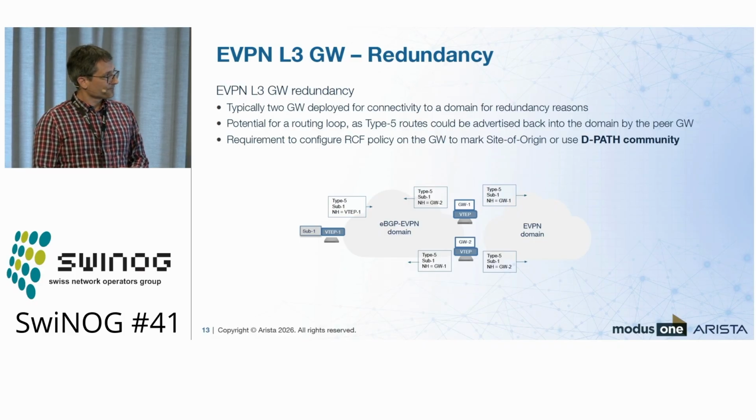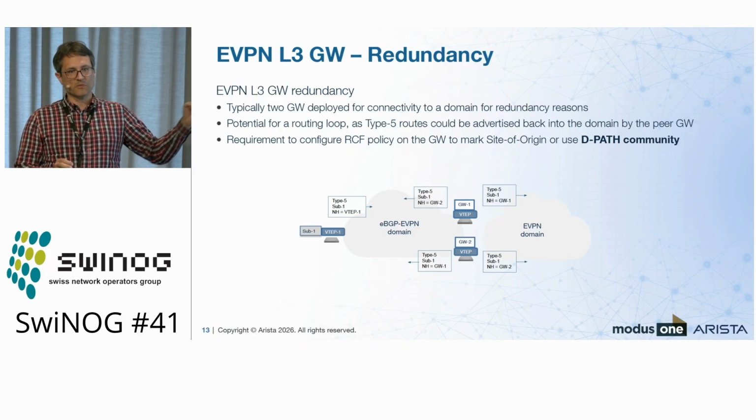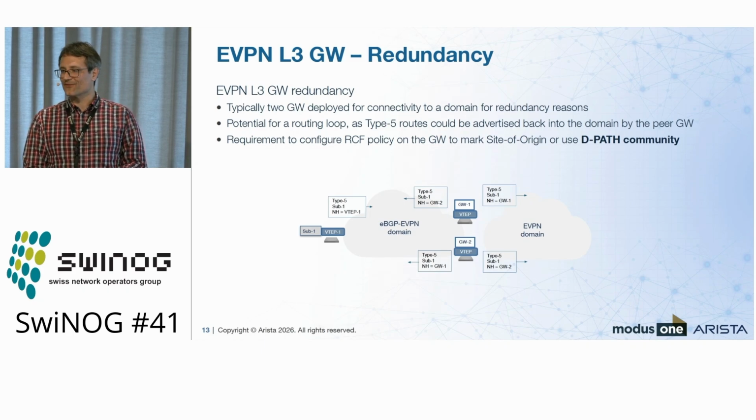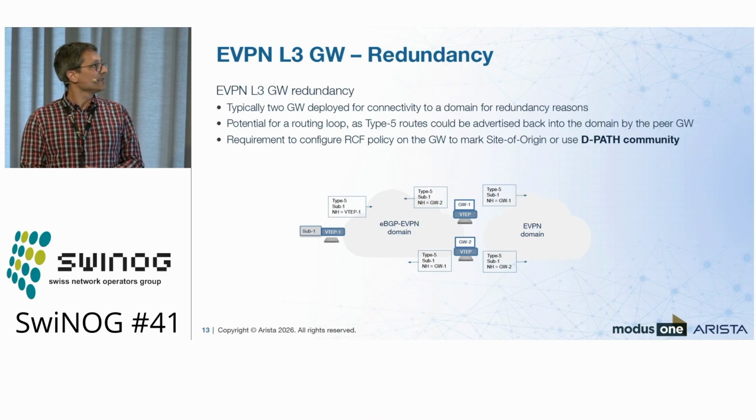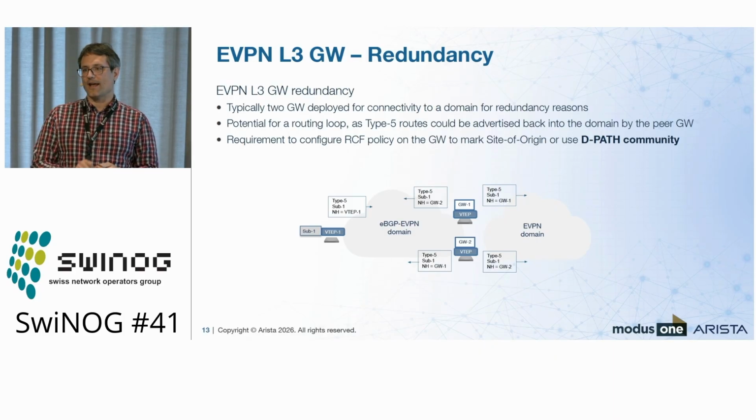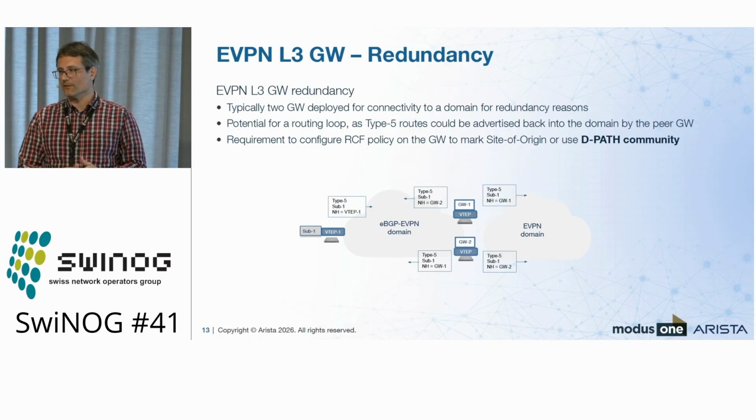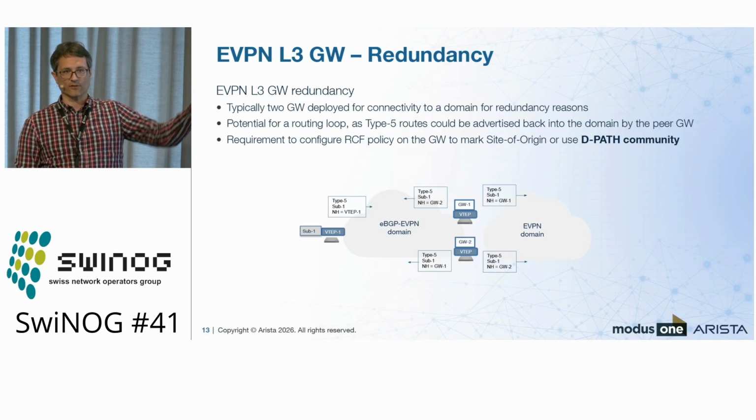So for that, either we need to implement some policies to, for example, change the preference of routes we receive from the other gateway, or implement dpath, the domain path community. This then acts in a similar way to an AS number in eBGP, and it would help to prevent that we create routing loops here.